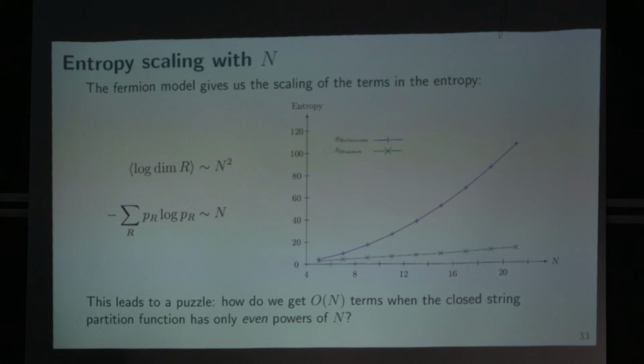But this leads to a puzzle from the point of view of the string expansion, which is the following. We have an order n term in this entropy, and yet it's a theory of closed strings, right? And the closed string theory is an expansion in even powers of n. So how can you get this? It's true we introduced an open sector, but in the end I could have done the calculation purely in the closed sector. I should be able to just write the partition function of the closed string theory, take a replica trick, and differentiate it.